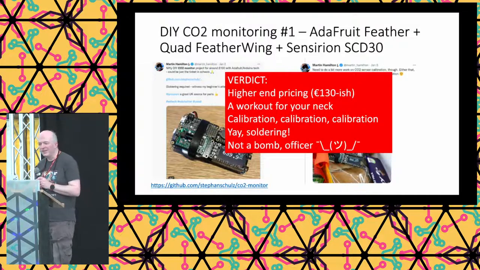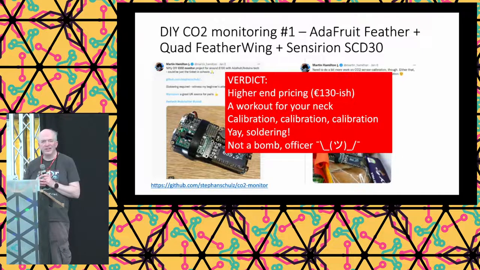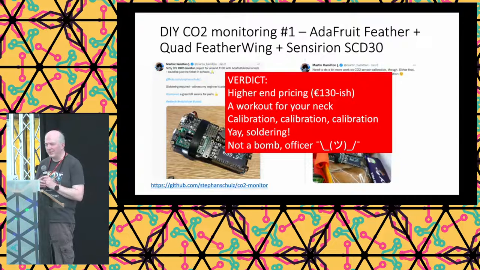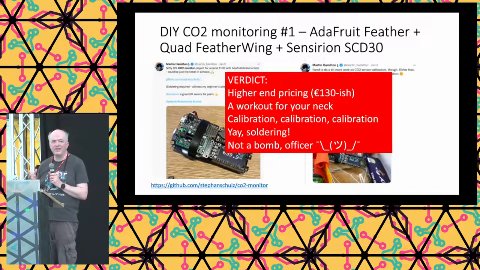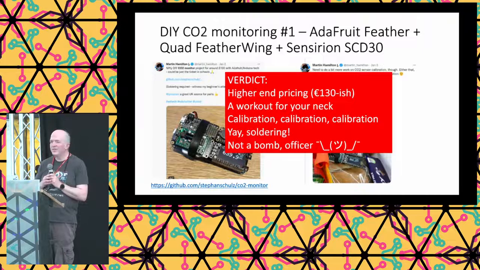So what's the verdict? Well, it's a lot cheaper than the Learnometer, but it's still a little bit expensive, and it's quite big and heavy. I call it a workout for your neck. If you're wearing this thing, you're going to know about it. The sensor that we use for this, the SCD30 from Sensirion, needs a lot of calibration. You've got to keep calibrating every time you power the thing up to be sure that the readings are reliable. And yeah, you've got to do a lot of soldering.